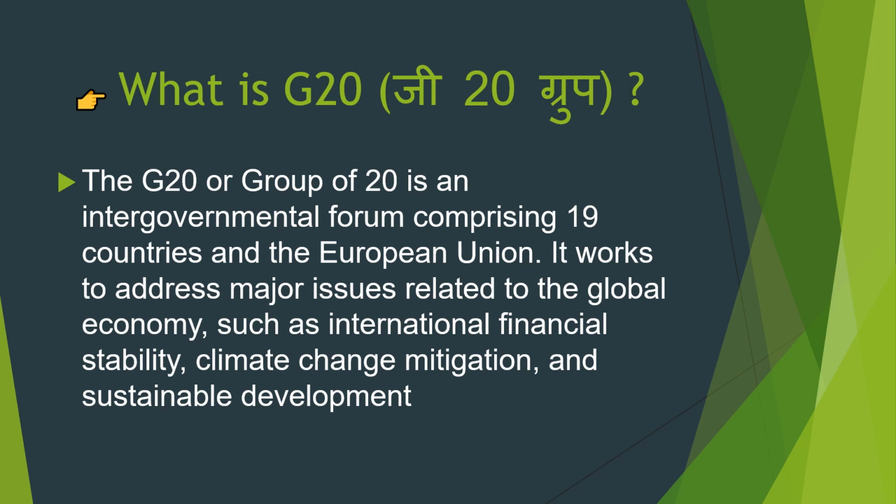So on one hand we have the 19 countries, and along with that we have European Union, along with all those countries that are the composition of European Union itself. So the G20 is formed by the 19 countries plus the European Union, inclusive of all those countries that are there in European Union. So in total, there are 20 countries. It works to address major issues related to the global economy, such as international financial stability, climate change mitigation, and sustainable development. So these are some of the responsibilities that are being shared and seen by G20 group members.